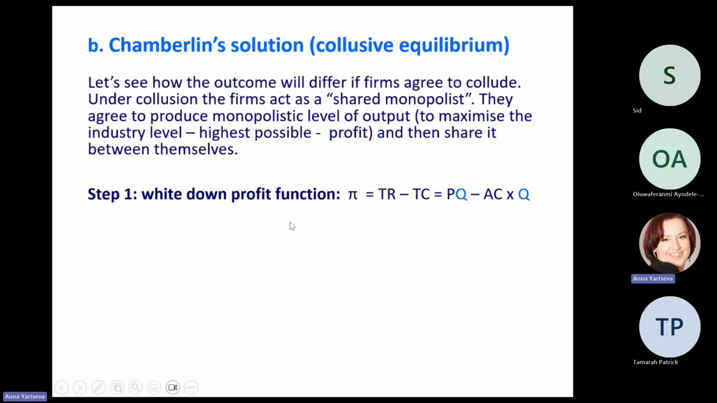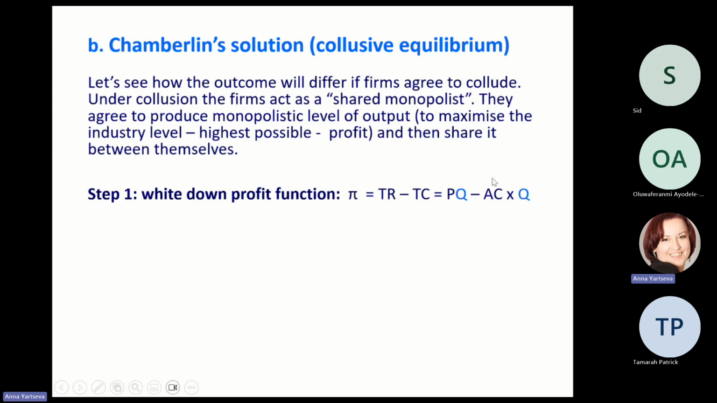But you can also be asked to calculate collusive equilibrium, and you need to demonstrate that it's going to be different. So let's see if firms agree to collude, how will the solution be different and how the result will be different. As we've learned, in collusion, firms act as a joint or shared monopolist. So they pretend that together they represent a monopoly. So they produce monopolistic level of output to maximize industry level profit, highest possible profit, and then share it between themselves equally, right? So basically, we look at this from the industry level.